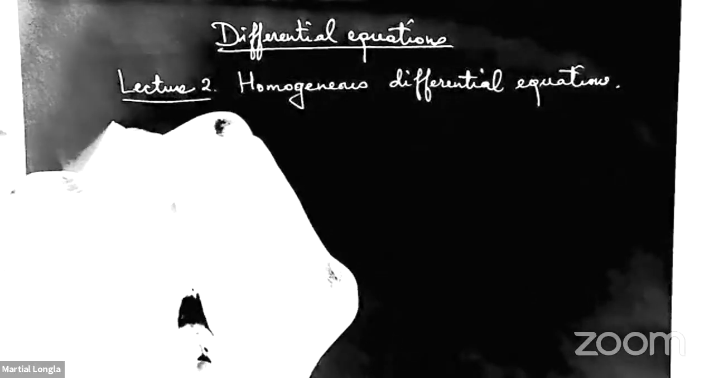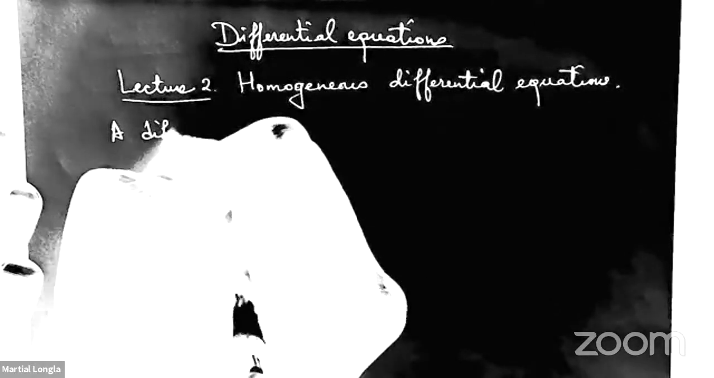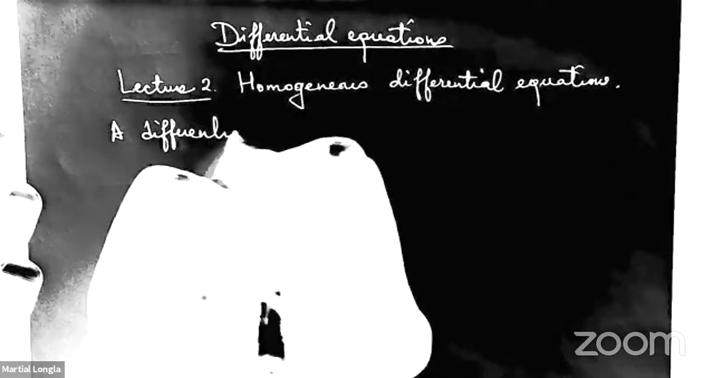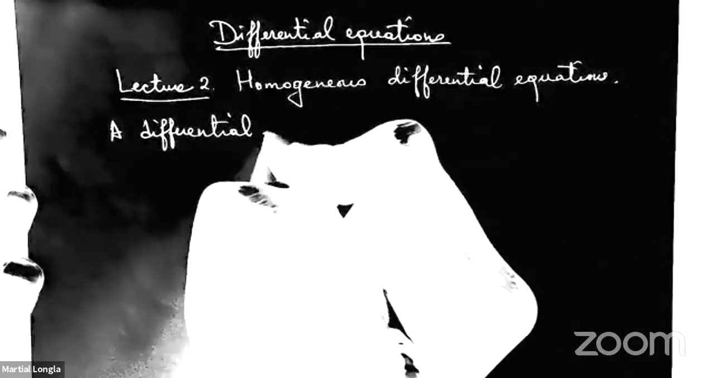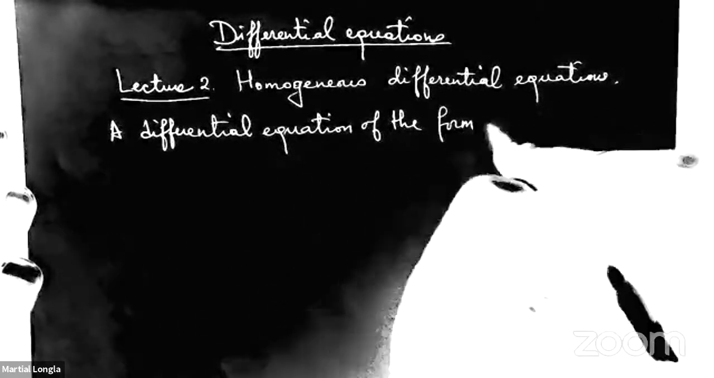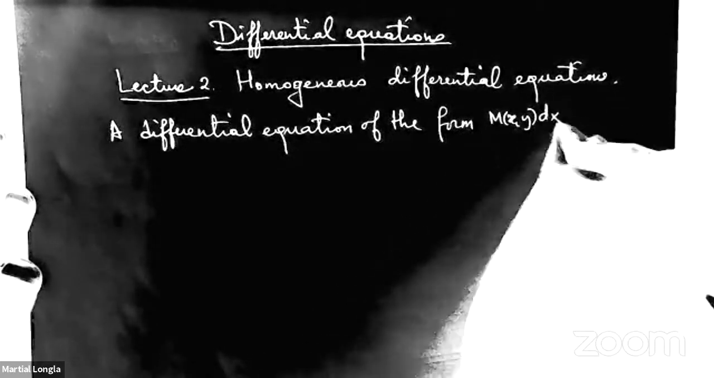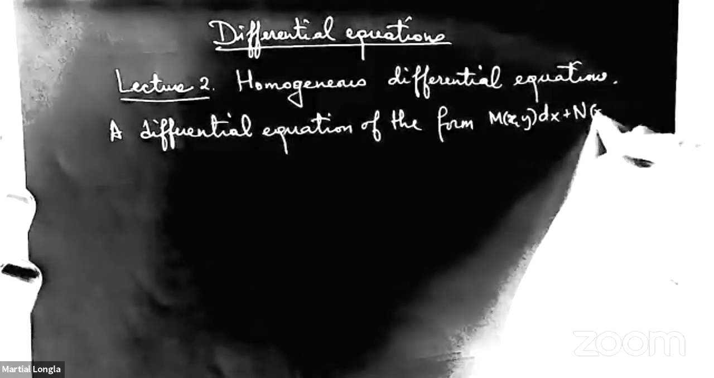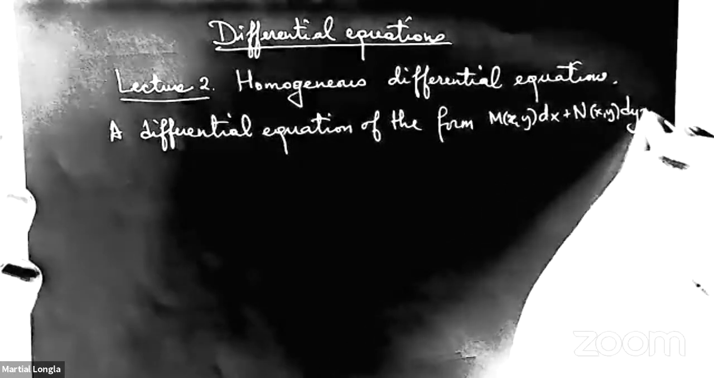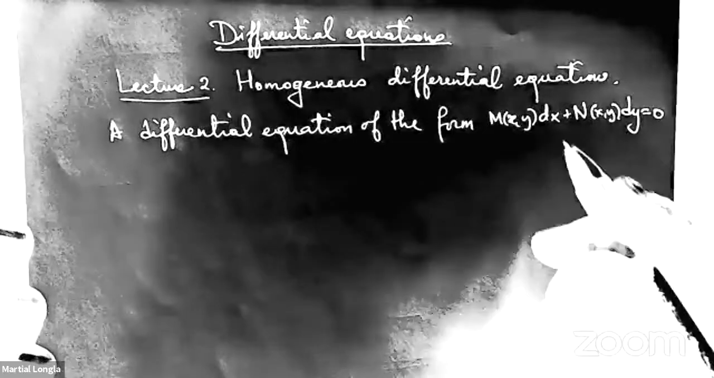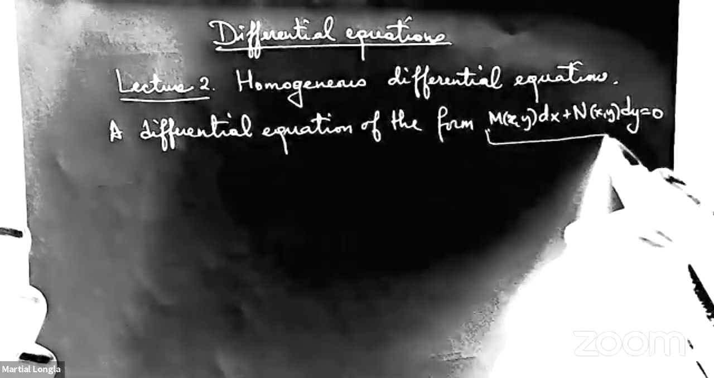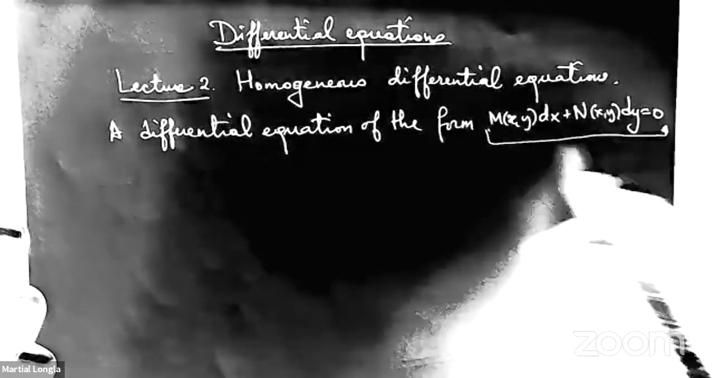So, a differential equation of the form M(x,y) dx + N(x,y) dy = 0. This is the generic form of the equation that we'll be having, and we will handle this for a couple of lectures.